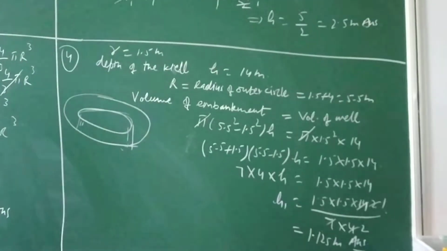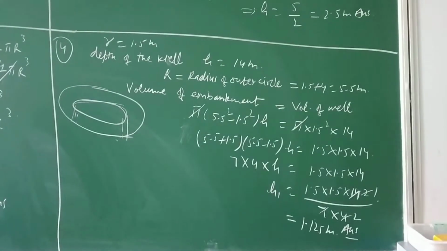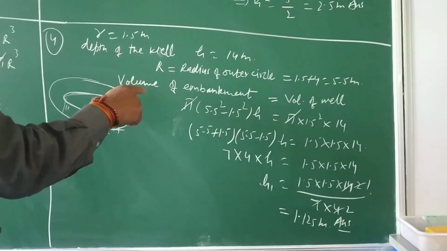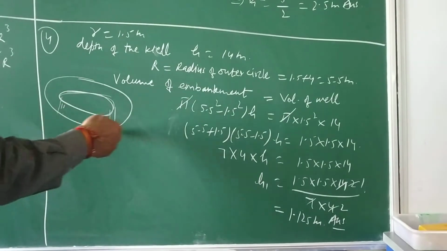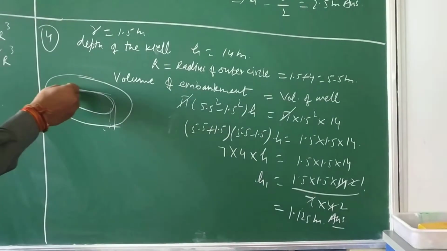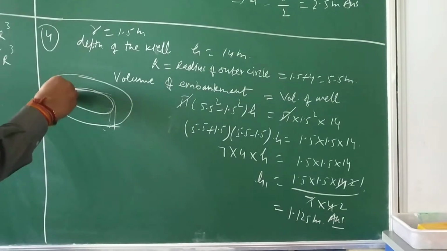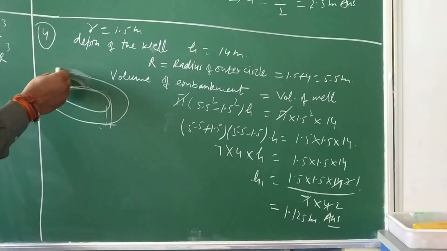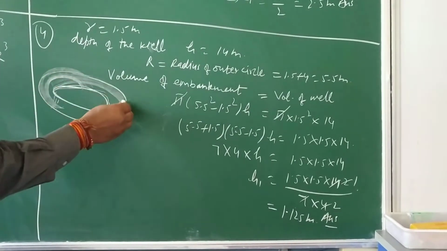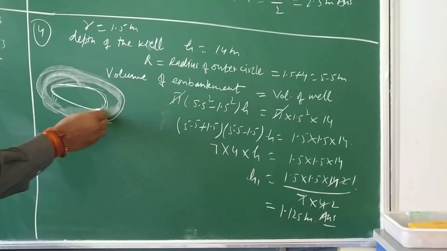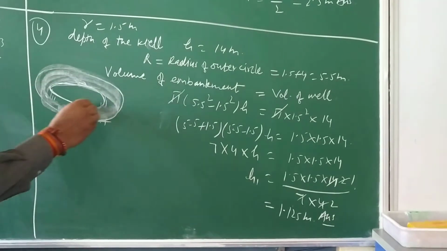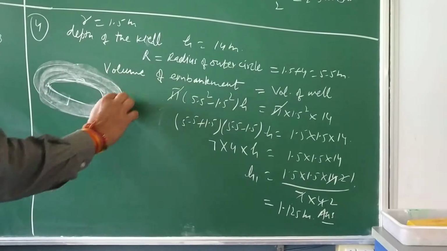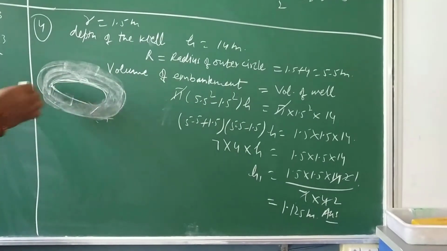Then question number 4. Again, the same thing is done here, but now the earth dug out is spread all around the well. So suppose this is the well you are digging somewhere. So deep it will go in the cylindrical form, and the earth taken out is spread somewhere around that only. So a ring is formed, you can see here. So this embankment is formed around the well somewhere like this.